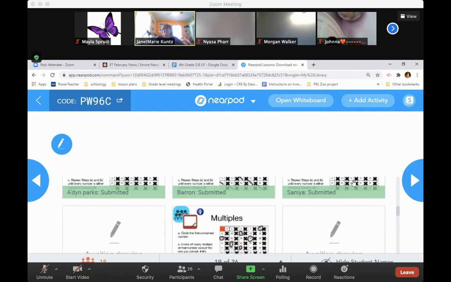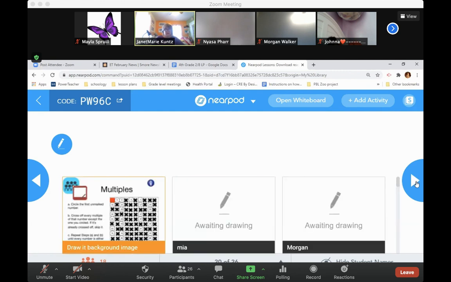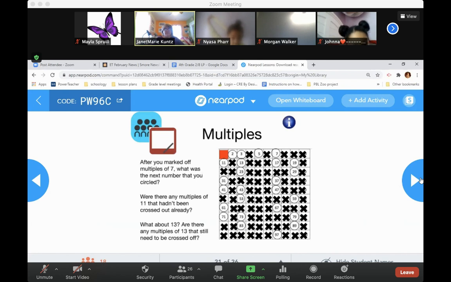Let's take a look. Now what do they want us to do? It says circle the first unmarked number and repeat the next. So if you did this, this is what it would look like. The numbers that are circled on here are all of your prime numbers. Those are all of your prime numbers. All right.